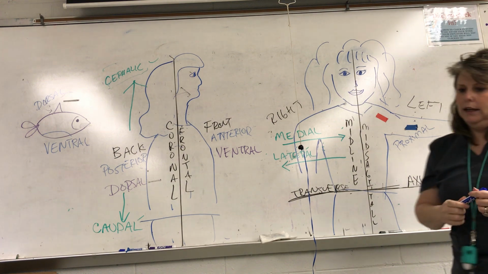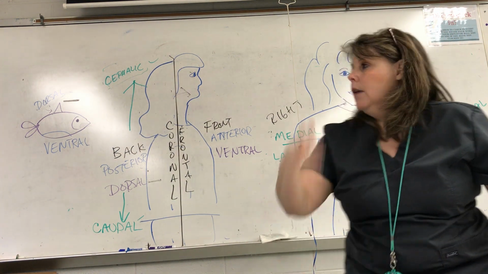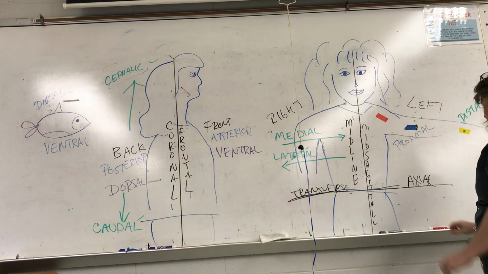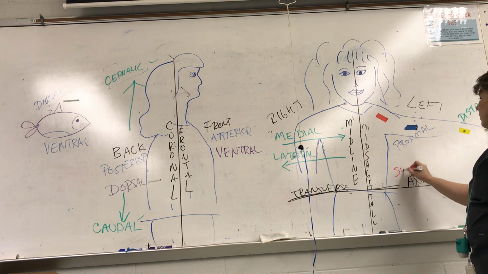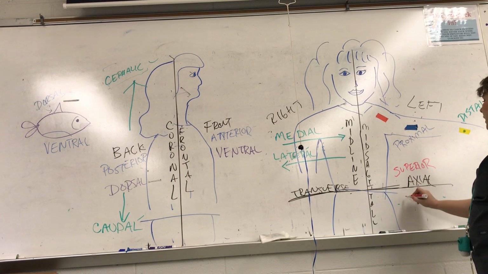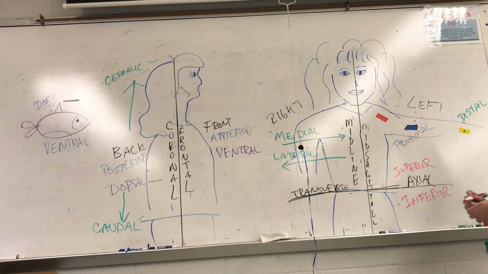All right, let's see if we hit everything. Are we missing anything? Superior and inferior. Of course we are. I'll just leave that on the floor. Superior is anything above something else or above the transverse line. And inferior, below. We get it all? Okay.